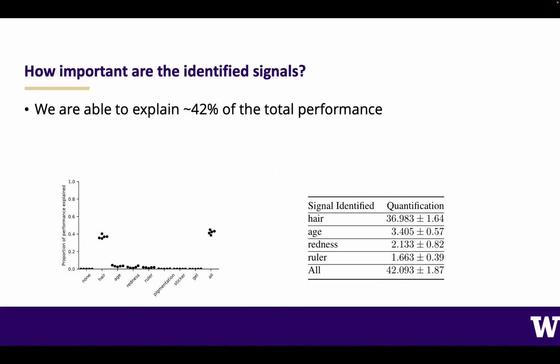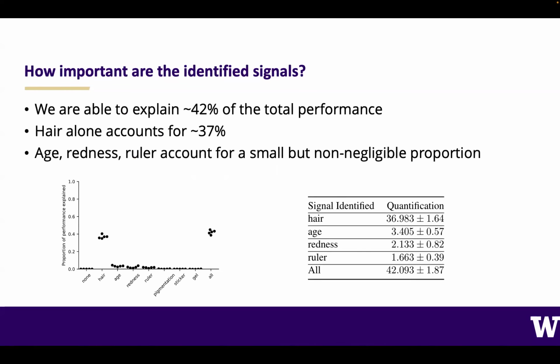Using this, we are able to explain around 42% of the performance. On the figure on the left, the x-axis shows all of the signals identified, and the y-axis shows the performance explained by those signals. Perhaps unsurprisingly, hair is a very important signal that accounts for almost 37% of the performance, which is understandable in some sense since males usually have more hair as compared to females biologically. However, other interesting signals like age, redness on the skin, and markings of a ruler on the skin lesions also account for a small but non-negligible proportion of the performance.